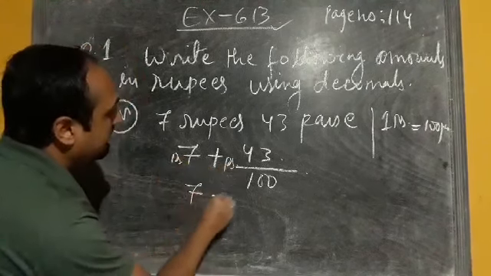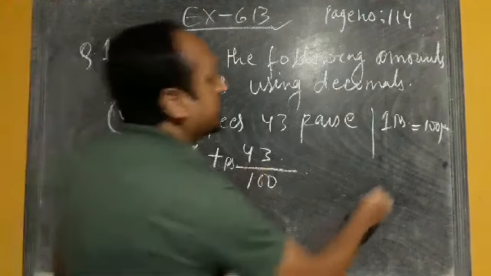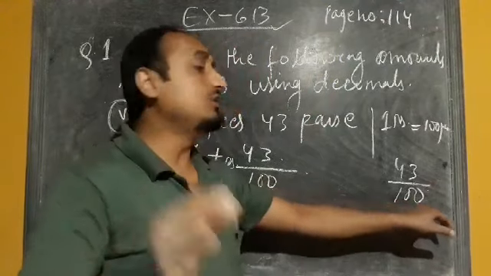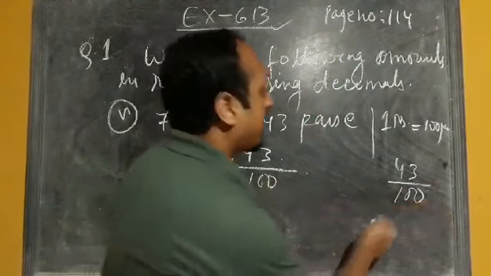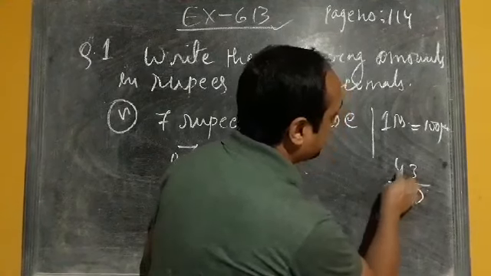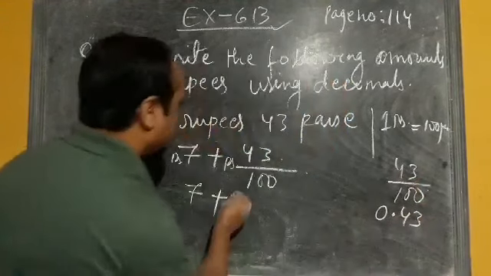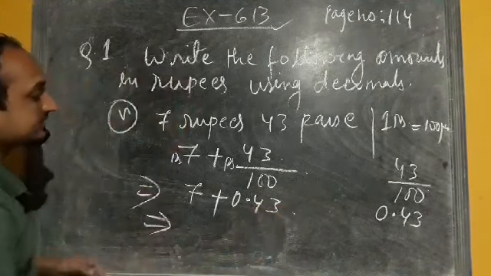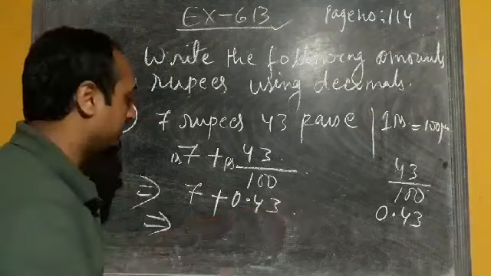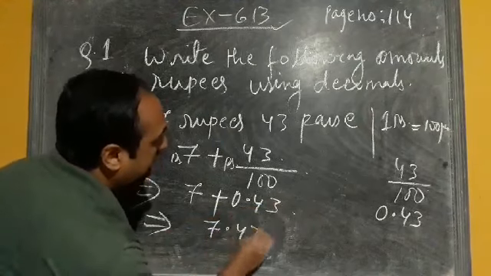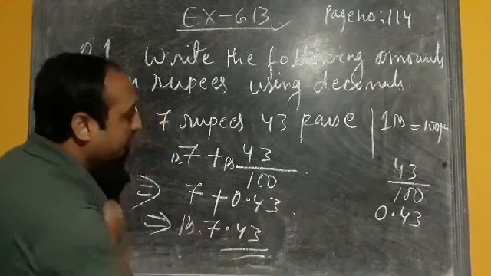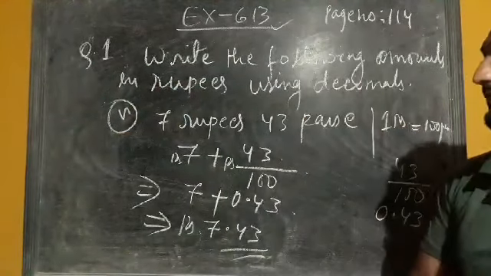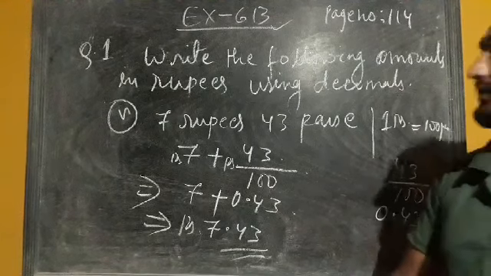So we can write this as 7 plus, when we divide 43 by 100, we can see that at the denominator we have 2 0s. So after decimal we have two numbers. So this is 0.43. Now 7 plus 0.43 equals 7.43. Now this will be your rupees. Okay. So that is question number 5. Now I will solve one more question from this part and then I will move to the next question.